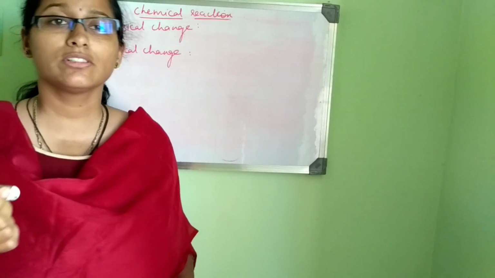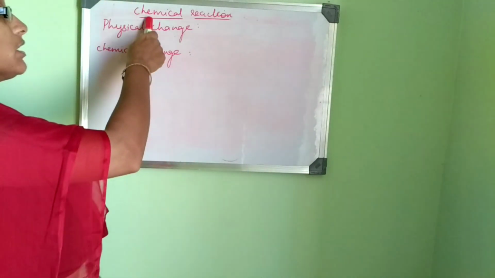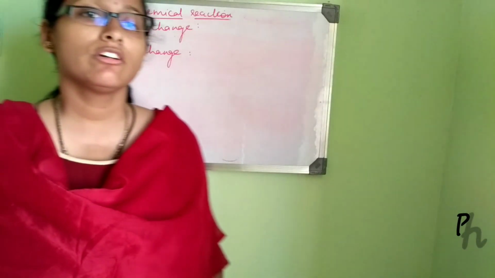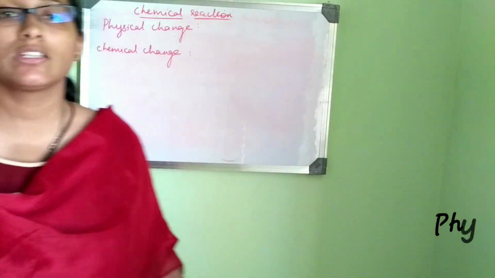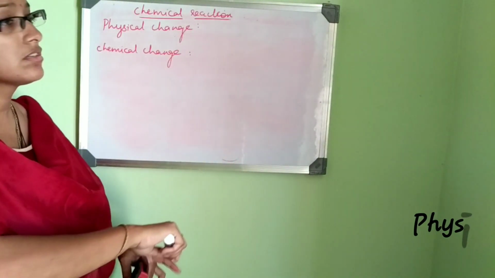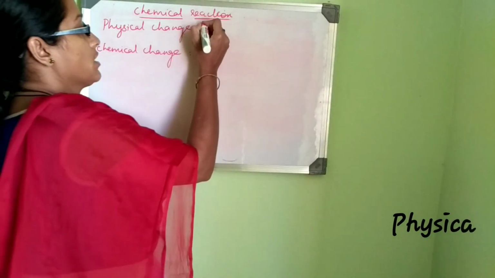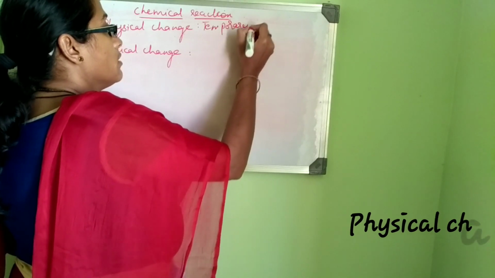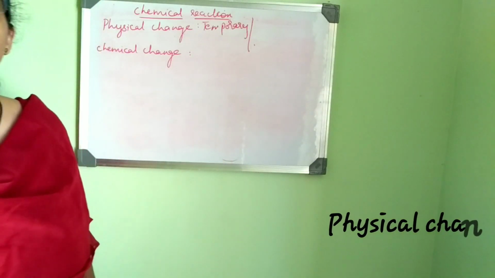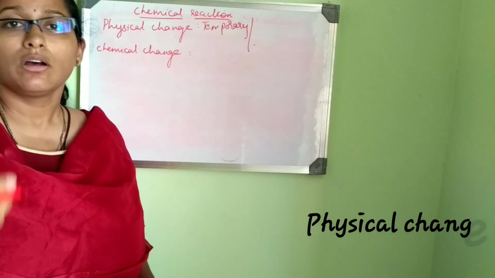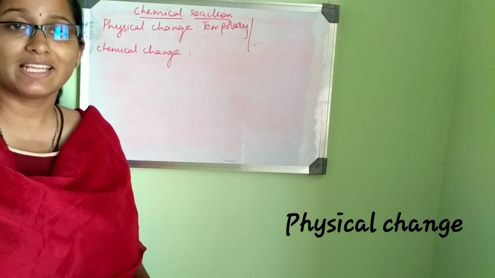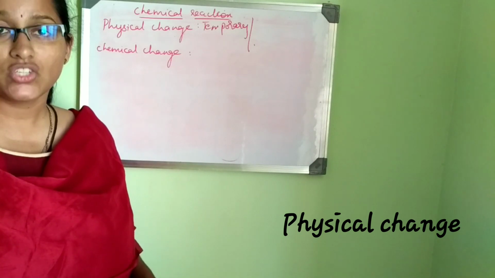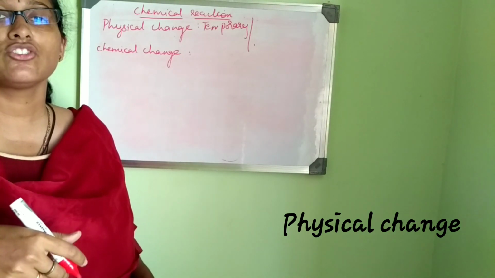So students, in this session we will start with chemical reaction. In the previous class we have already studied about physical change and chemical change. We all know that physical change is almost temporary. So what do you all mean by temporary? From one stage to another stage, a substance changes, and it can be changed back to the initial state.